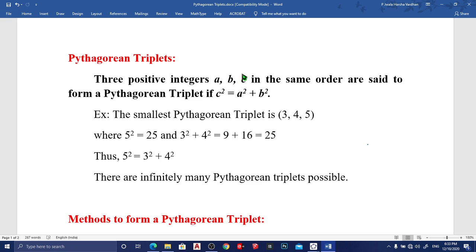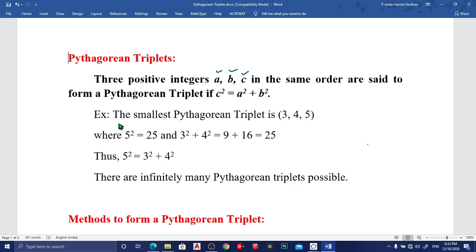Here this side I am taking as the hypotenuse, and these two sides as the other two sides. If the square of this side is equal to the sum of the squares of these two sides, then we can conclude that these three sides belong to a right angle triangle, and that these three numbers are a Pythagorean triplet.